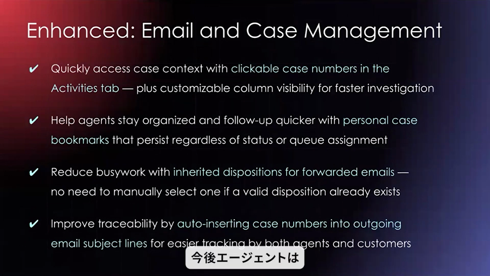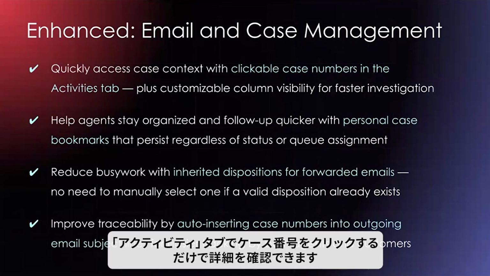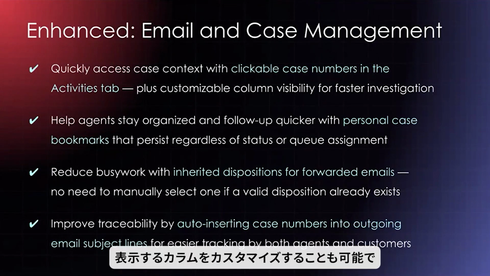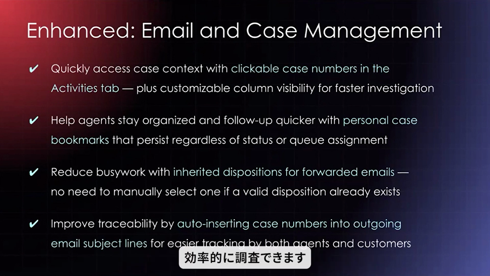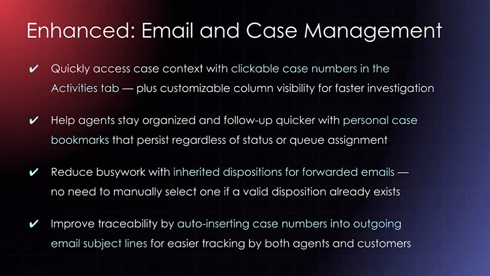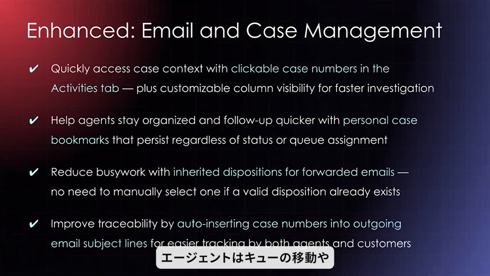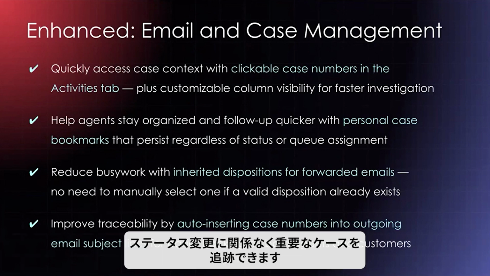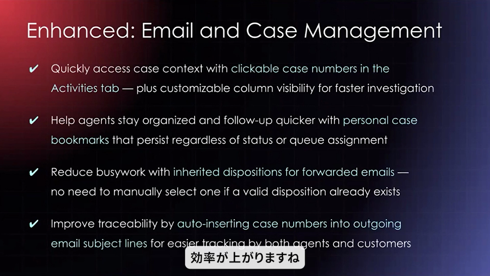Starting with that, agents can now quickly access full case context by clicking case numbers directly in the Activities tab. They can also customize which columns are visible, making investigations more efficient. On top of that, we've added personal case bookmarks which let agents keep track of important cases, even if those cases move queues or change statuses. It's just a lightweight way to stay organized, right?